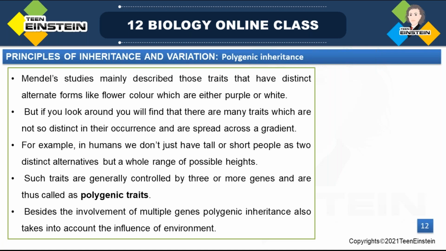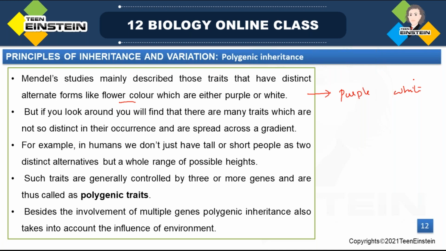Then polygenic inheritance. You know, Mendel mainly studied characters or traits that have distinct or alternative forms, for example flower color. Mendel selected only such characters where there is a contrasting character, like purple flower and white flower, which we can identify very easily. It is exactly different from the other, a different form of the same gene.